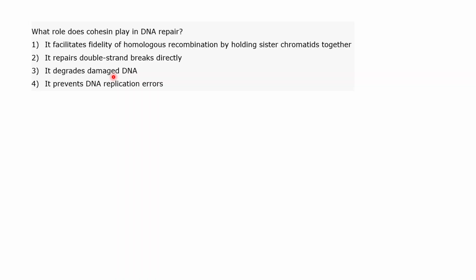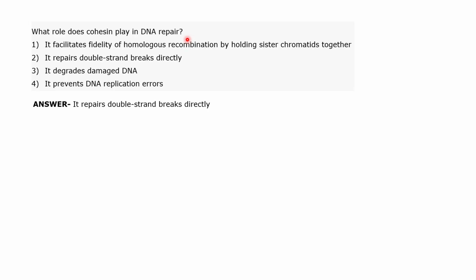Okay, so option number 1 is totally correct, but is it needed for DNA repair? Basically, it facilitates the fidelity of homologous recombination by holding the sister chromatids together. That's a different thing. But there is also another function that cohesin plays: it repairs double-stranded breaks directly in case of DNA repair. Cohesin keeps the sister chromatids together, so when they are interacting with the other homologous chromosome, they have the tendency to undergo homologous recombination.